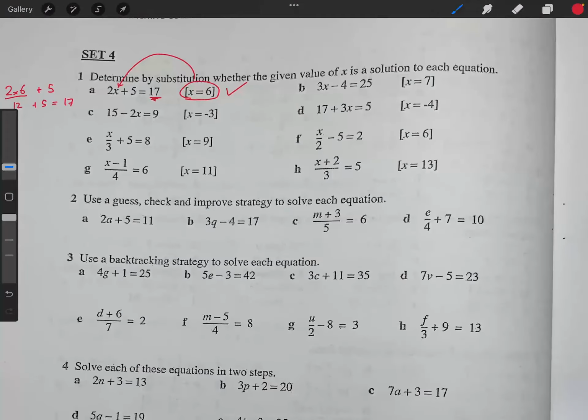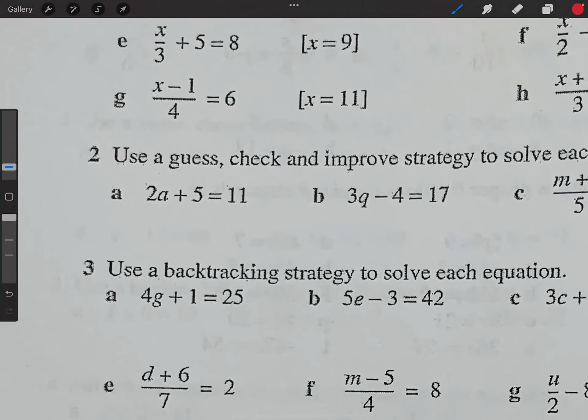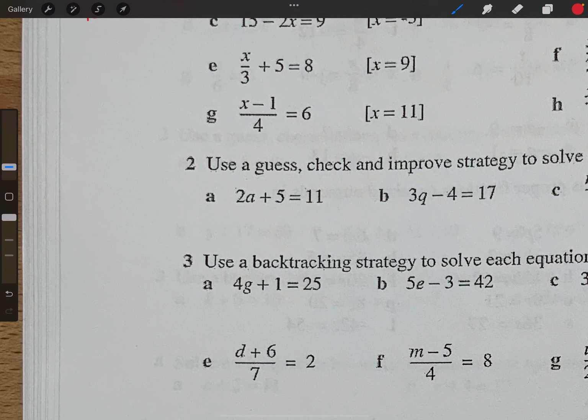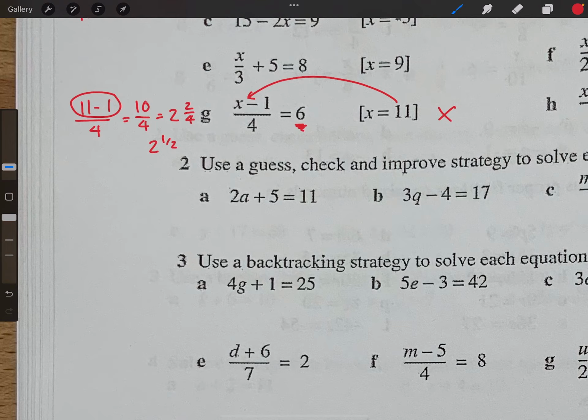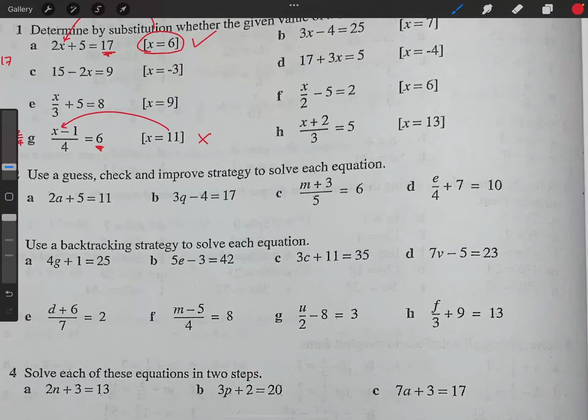Let's try something a bit harder. How about question G. X equals 11. Wherever you see x, you're going to put 11 there. So that'll be 11 minus 1, divided by 4. Now 11 minus 1 is 10. 10 divided by 4 is equal to 2 and 2 over 4, so that's 2.5. And over here it says it's equal to 6, so that means this is not correct. X should not equal 11.